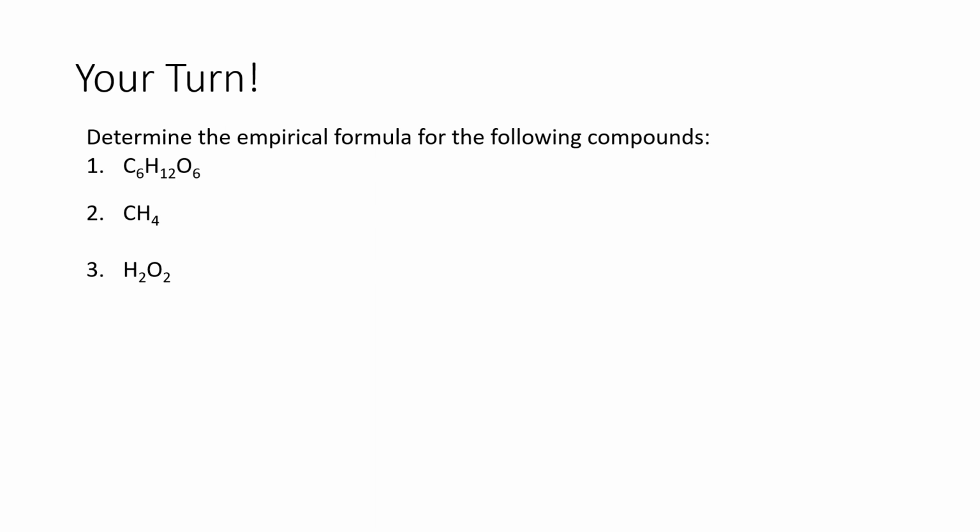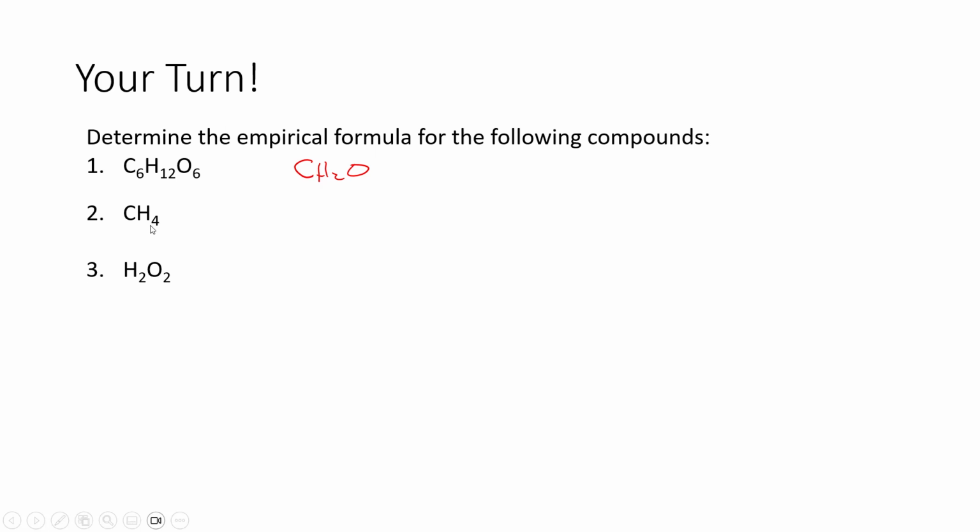Okay, so hopefully you had a chance to pause the video and work through these. So the simplest ratio of these, we can divide everything by 6. So this becomes CH2O. Because if you divide this by 6, that becomes 1, that becomes 2, that becomes 1. So CH2O.